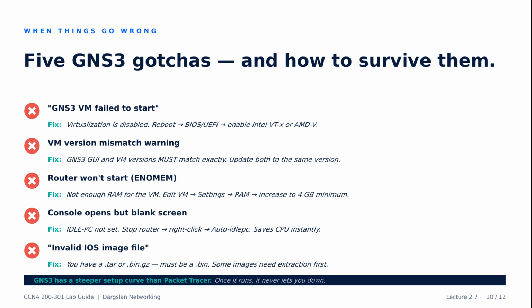Now, let's be honest, things won't always go this smoothly the first time, so let me save you some headaches. If the GNS3 VM refuses to start, it's almost always virtualization disabled in your BIOS. Reboot and enable Intel VT-x or AMD-V. Versions of the GUI and VM must match exactly, and NMM errors mean you need to bump the VM's RAM to at least 4 gigs. A blank console? Right-click the router and run Auto Idle PC. And if your IOS image is rejected, check that it's a .bin, not a .tar or .bin.gz. GNS3 has a steeper curve than Packet Tracer, but once it runs, it never lets you down.